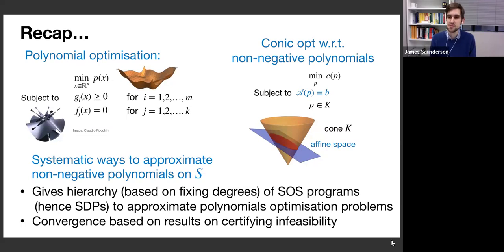In practice, these semi-definite programs get very big unless the degree bounds are fairly small. But in principle, we have a really coherent, principled approach to approximating these problems, and the theory about these things converging and so on is really based on fairly deep results about certifying infeasibility of systems of polynomial equations and inequalities.